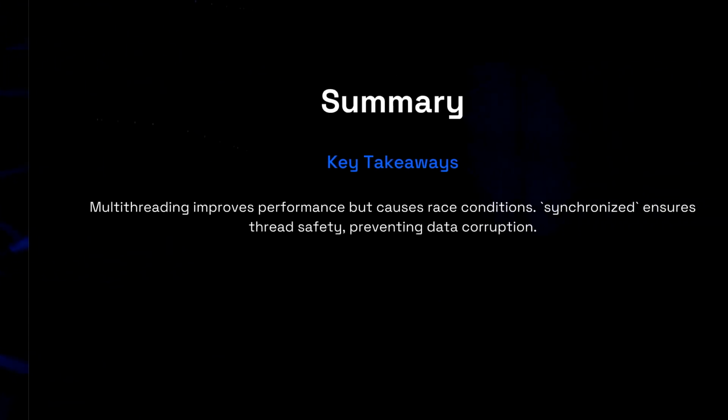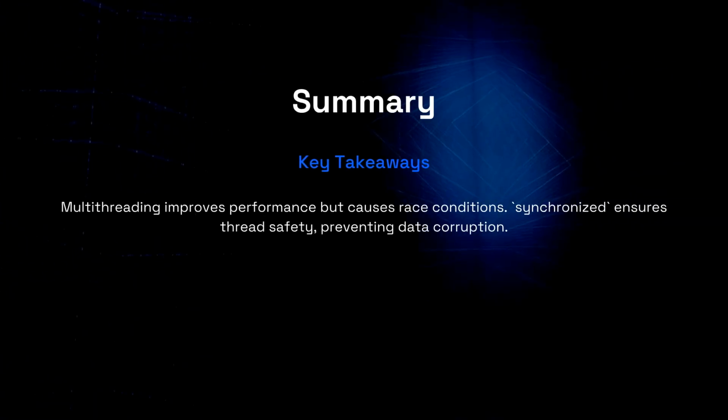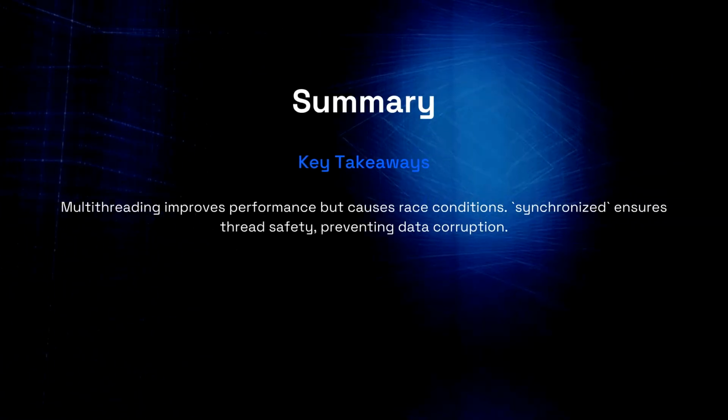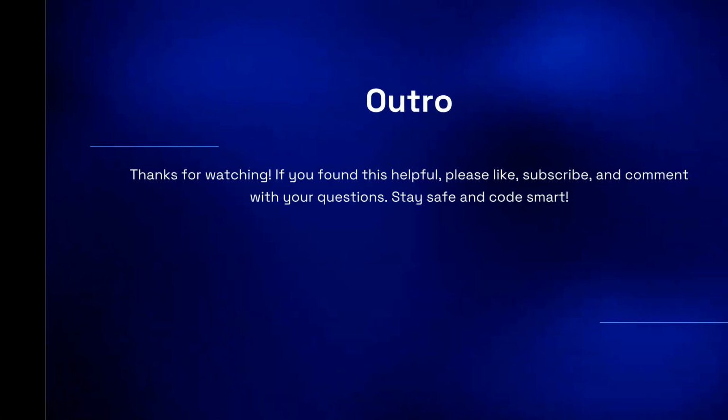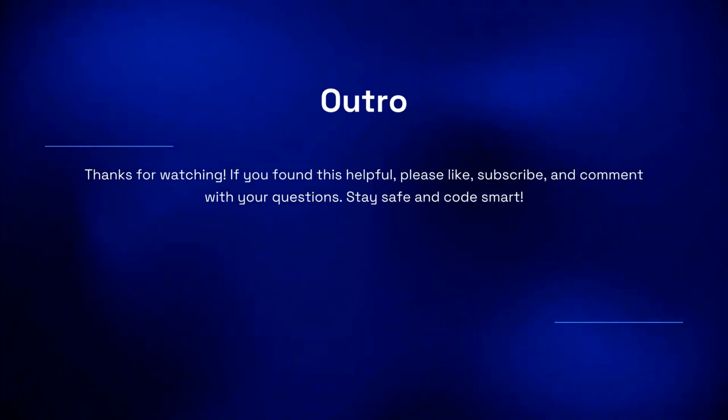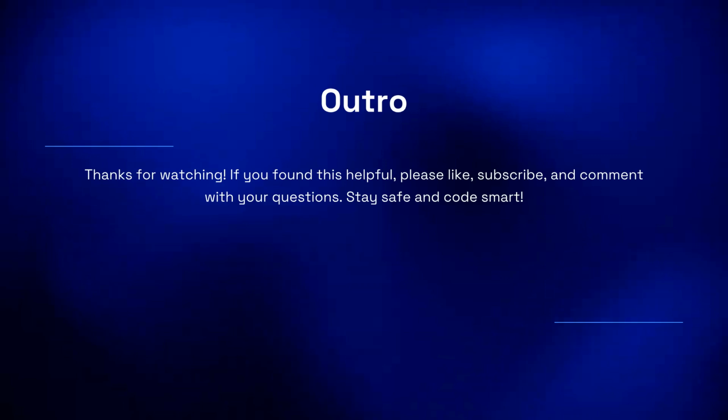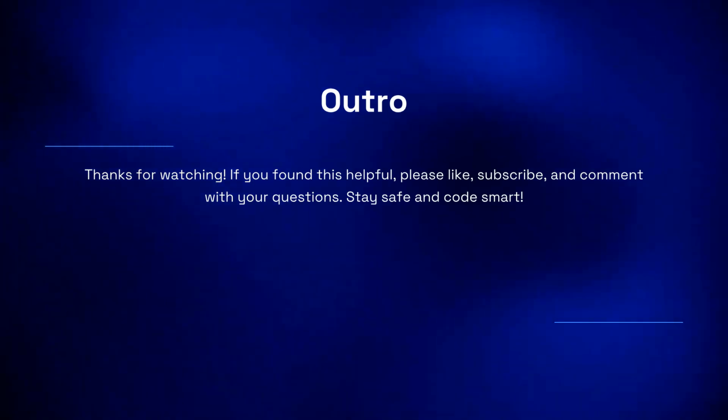So to wrap up, multi-threading makes programs faster, but can cause race conditions. Synchronized helps manage access and keeps your shared data consistent and safe. Want to explore more? Try Java's ReentrantLock, thread pools, and concurrency APIs. You can also build small apps to test thread behavior, like booking systems or shared counters.